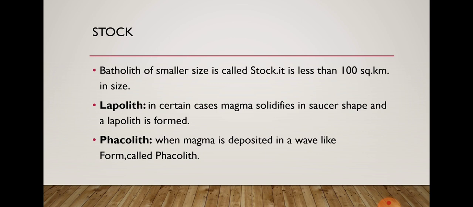Now the stock is simple. It is an example of batholith only, but the smaller batholiths are called stocks. Hardly will the size be more than 100 square kilometers. Now lopolith. In certain cases, magma solidifies in a saucer shape. Up to this, we have said it solidified in a wall-like shape, vertical or horizontal. But in the case of the lopolith, it solidifies in a saucer shape.